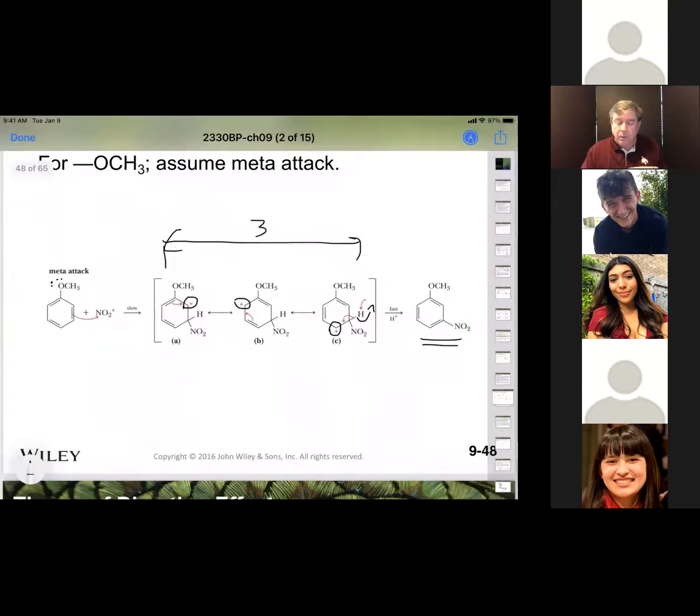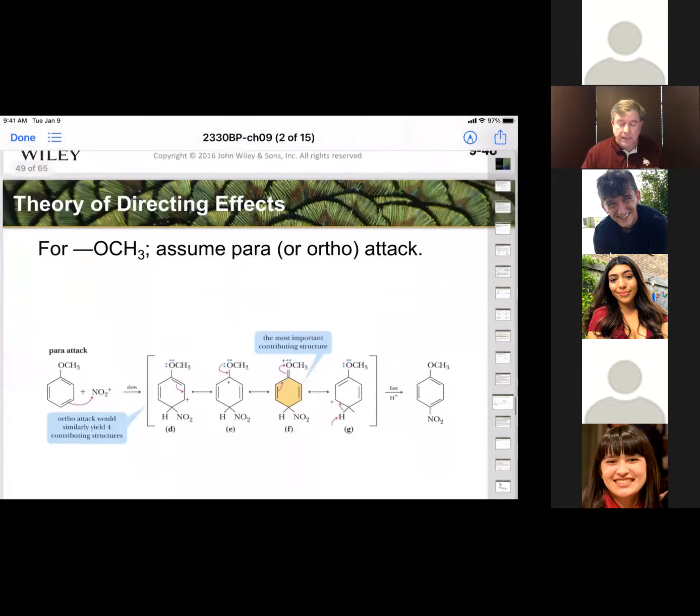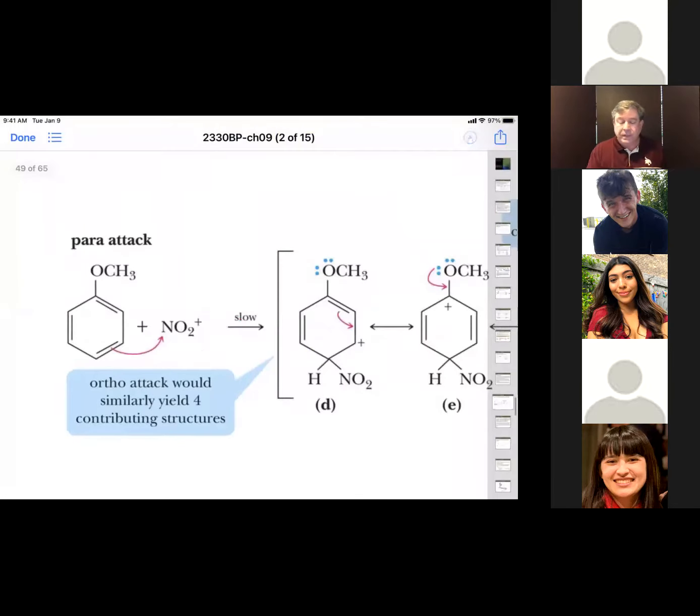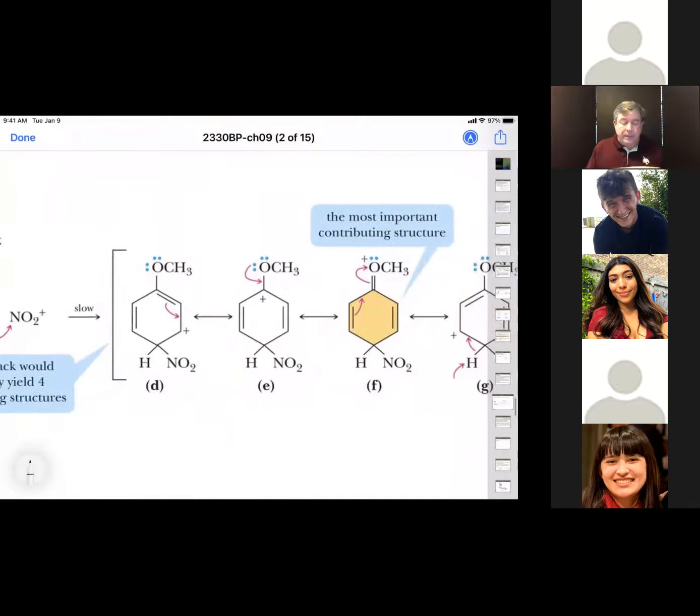Well, what if we attacked at the ortho or para? I'm going to start with the para first. So we said this is an activator, and we said it was an ortho/para director. But let's prove to ourselves why that happens. If we attacked in that para position, we again would have the positive charge on either side of where it attacked. It would move around the ring, so it'd go over here.